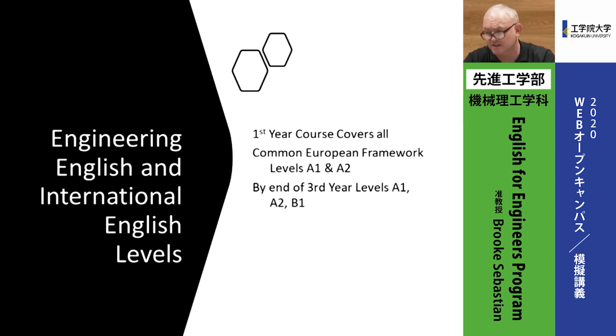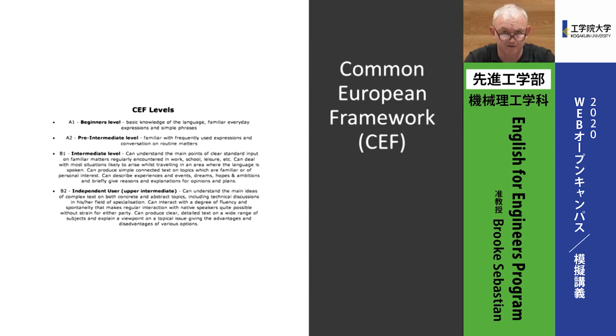Our first year course covers the Common European Framework levels A1 and A2, and by the end of third year, levels A1, A2, and B1. Now, the Common European Framework is an international European standard for language education. A1 is beginner's level. A2 is pre-intermediate, moving to B1, intermediate level of language ability.